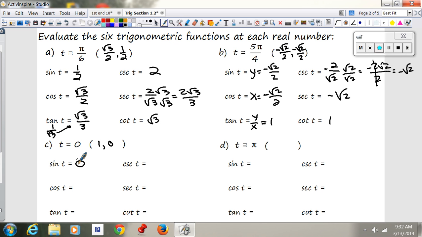Now what's the cosine at 0? 1. Try it in your calculator. Just put in cosine 0 and see if a 1 comes out. Cosine of 0 should come out as a 1, because it's the x value. The secant is going to be 1 over 1, which is 1. The tangent of 0 is 0 over 1, which is 0.